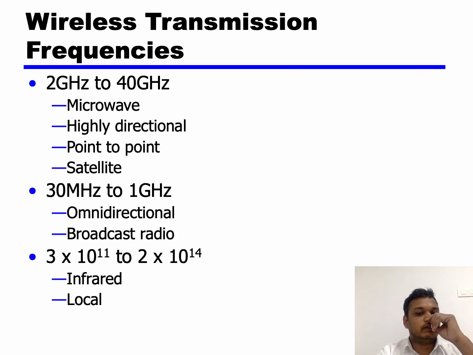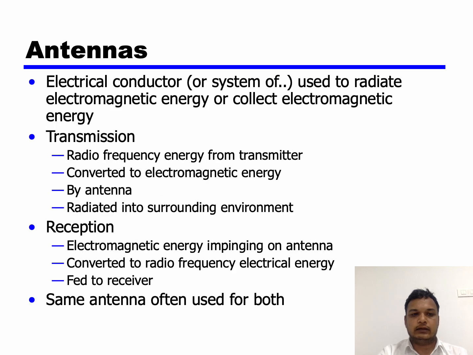So the transmission frequencies are 2 GHz to 40 GHz. It uses microwave, highly directional, point-to-point communications. It uses the satellite as a transmission medium. 30 MHz to 1 GHz uses omnidirectional data transmission, the broadcast radio. 3 times 10 to the power 11 to 2 times 10 to the power 14 is infrared and local. Antennas are used for wireless communications, or the wireless transmission medium. Each and every antenna has its own features and characteristics. About the antennas, we are going to discuss in the next presentation.